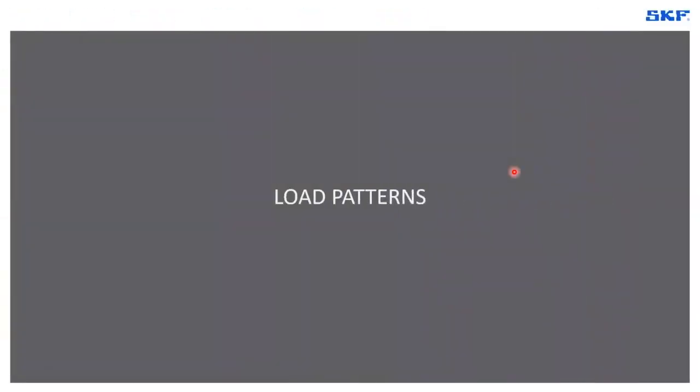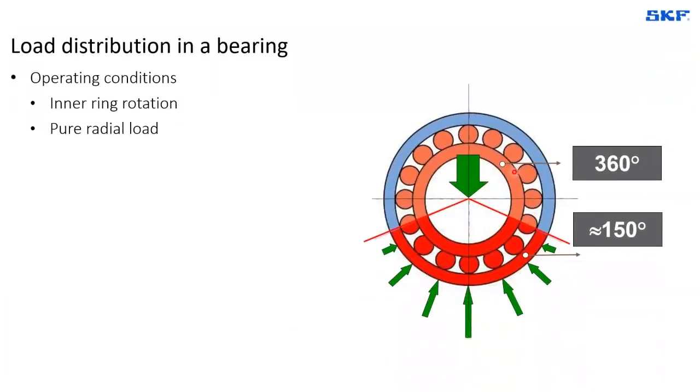Now let's look a little bit into load patterns. What do we mean by load patterns? What we mean here is which are the areas where the bearing, even under normal lubrication and operating conditions, will have evidence of rolling motion. There will be some change in the asperities of the surfaces, in the roughness, very, very mild, but enough to identify that there was contact in those areas.